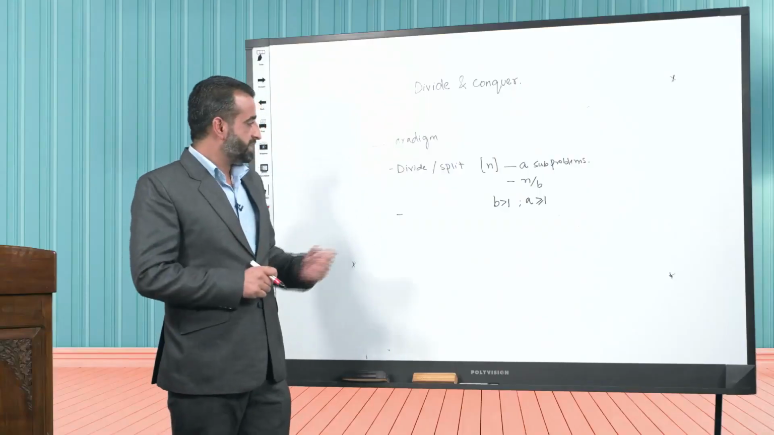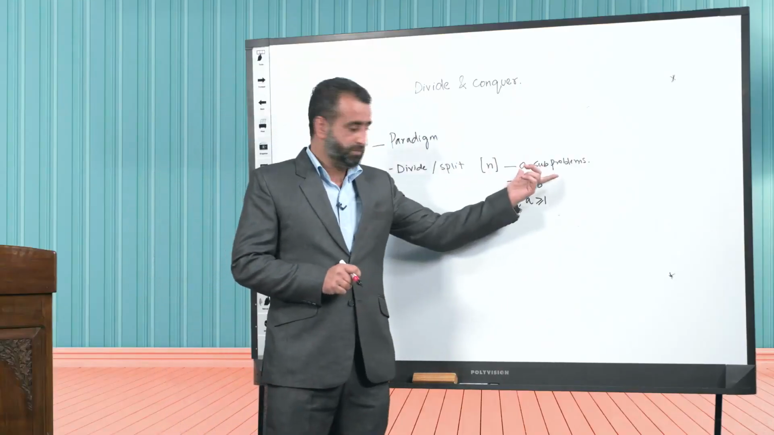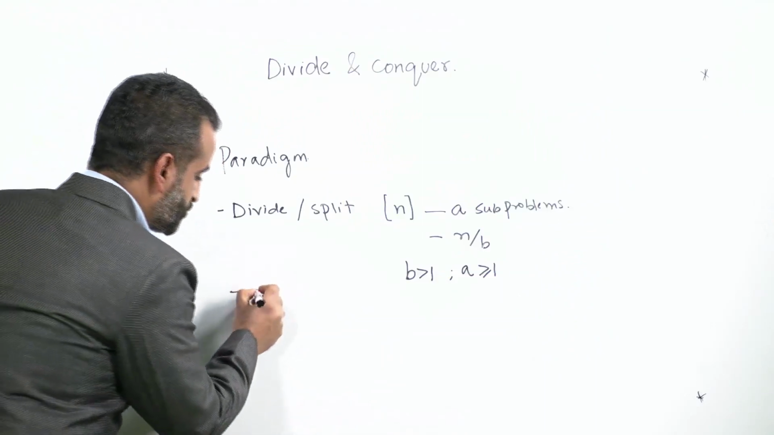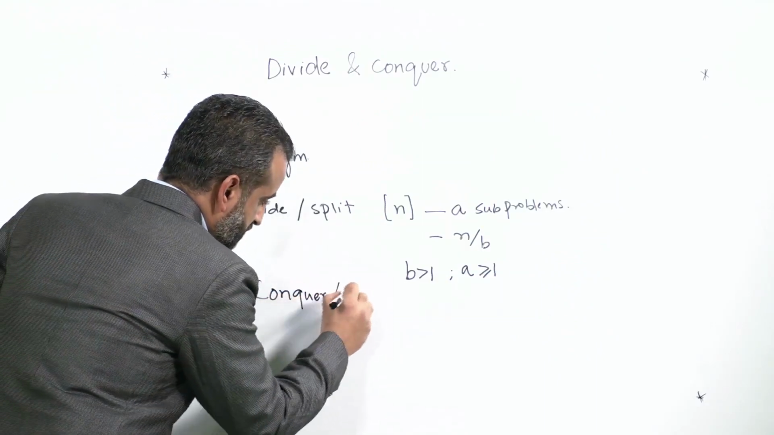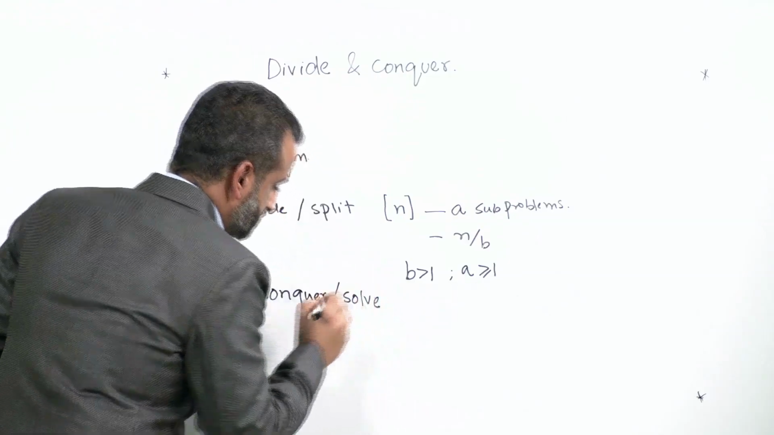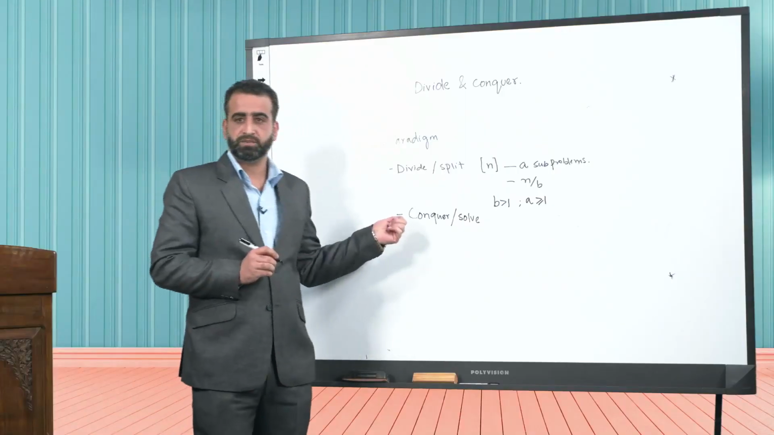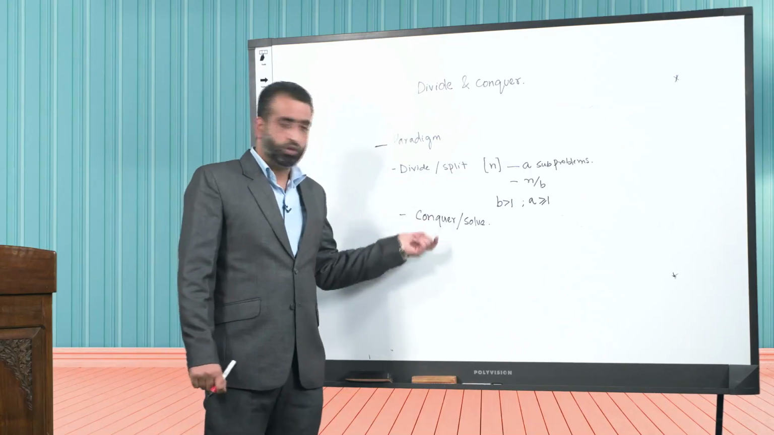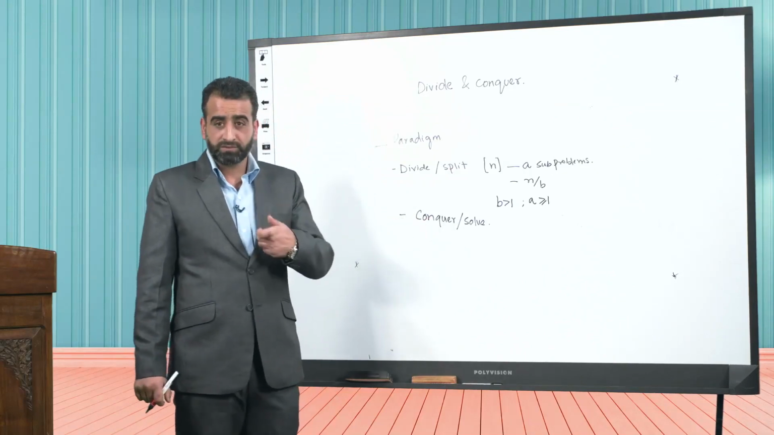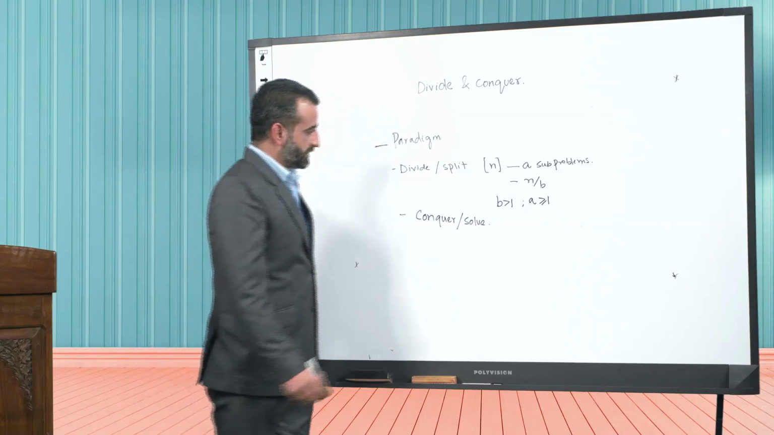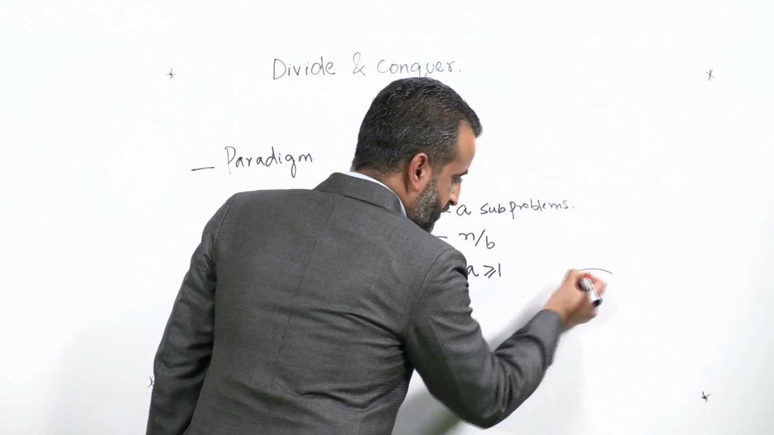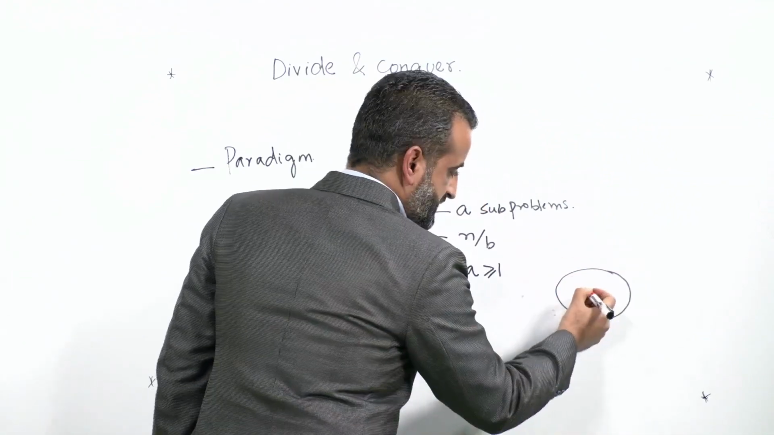Once we have divided that problem of size n into a subproblems, we try to solve these individual problems. Here in this particular step, the subproblems are solved recursively. If they are small enough, solve the subproblems as base cases by doing exhaustive search. So let's take an instance, for example. This is my problem of size n.